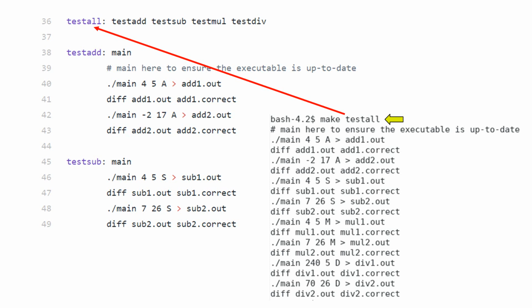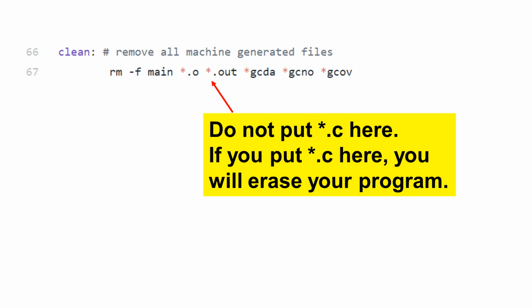Next, let's see the bottom of this makefile. If you type make clean, the machine-generated files will be removed. It is important that you do not put *.c here. If you put *.c here, your program will be erased. Sometimes, you want to remove all machine-generated files to clean up your directory. This command can become helpful.